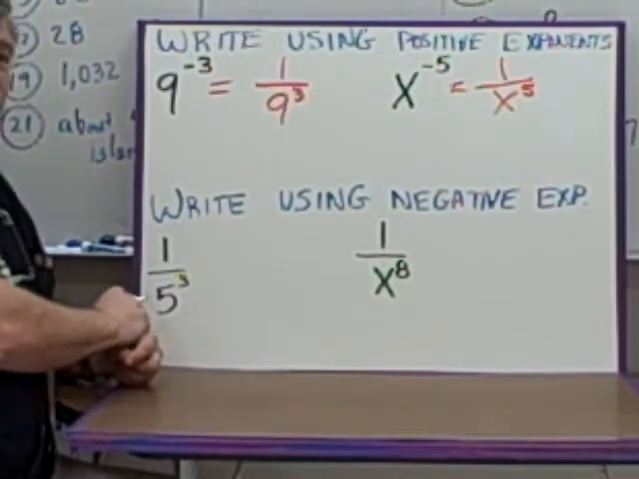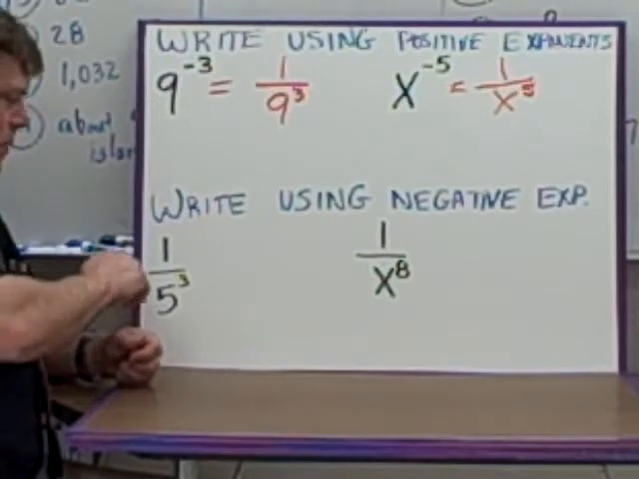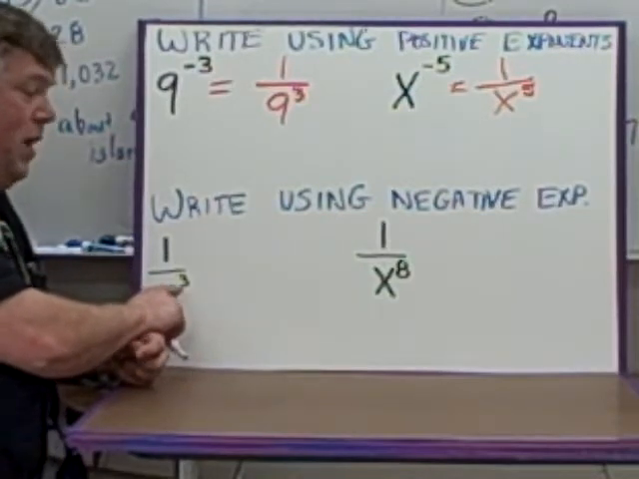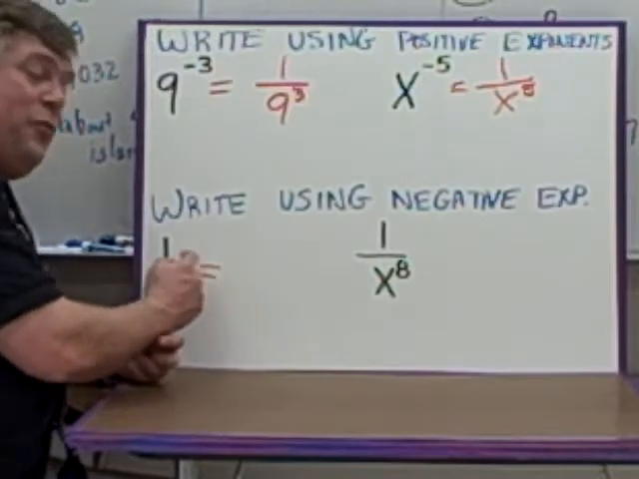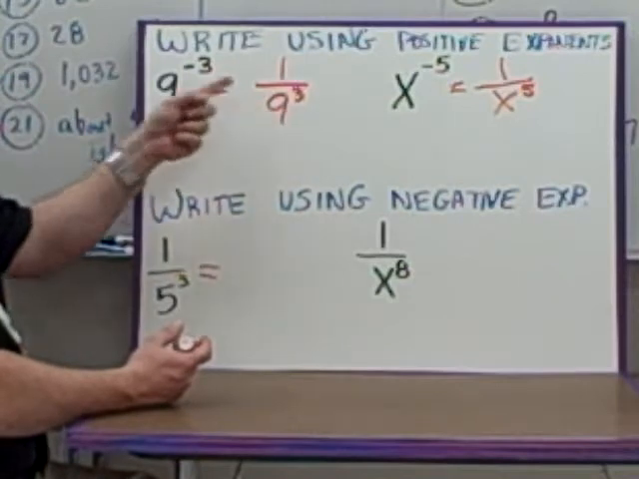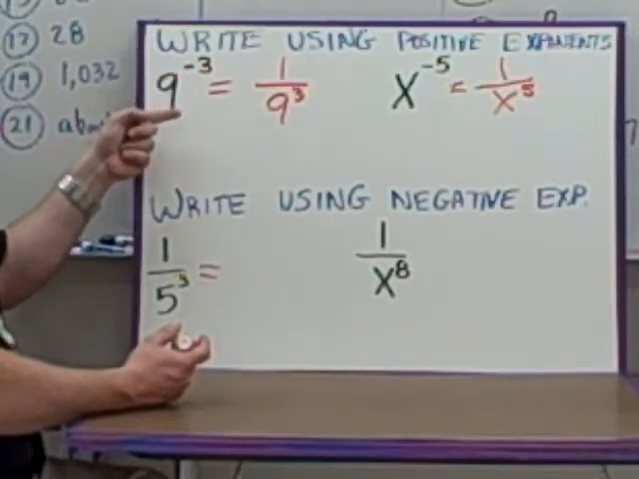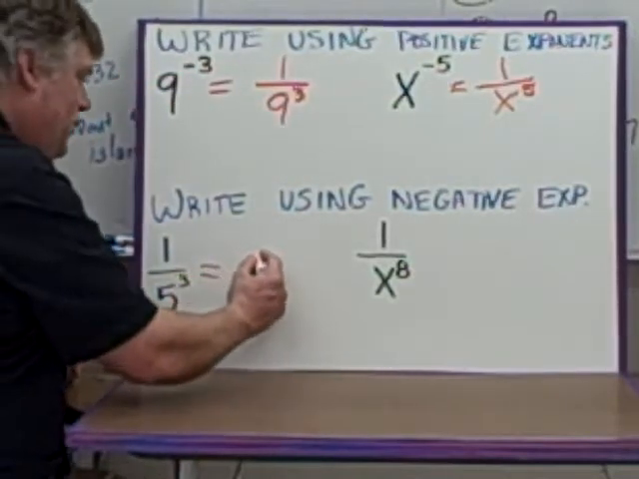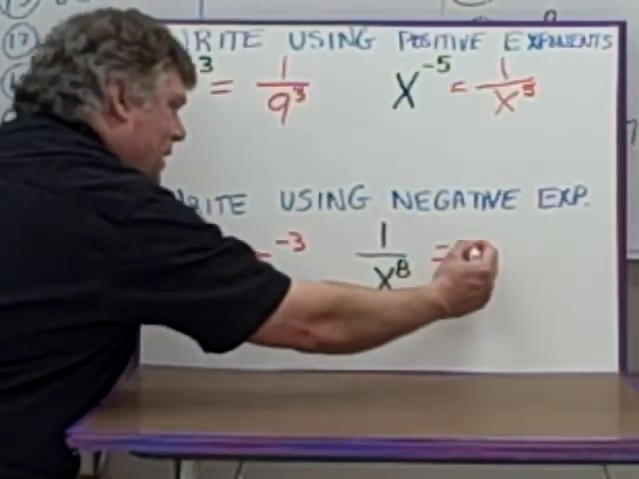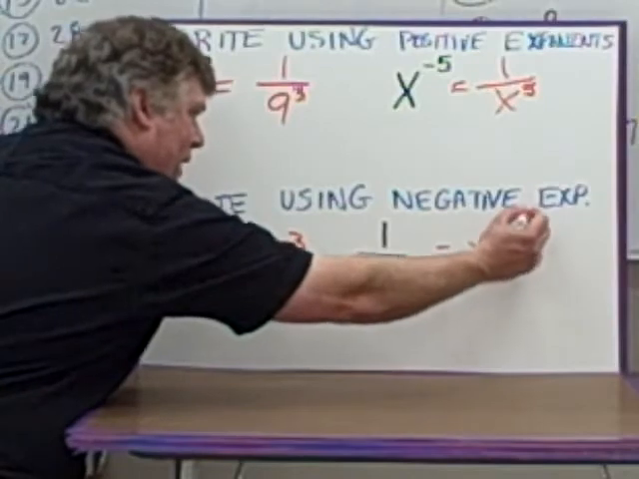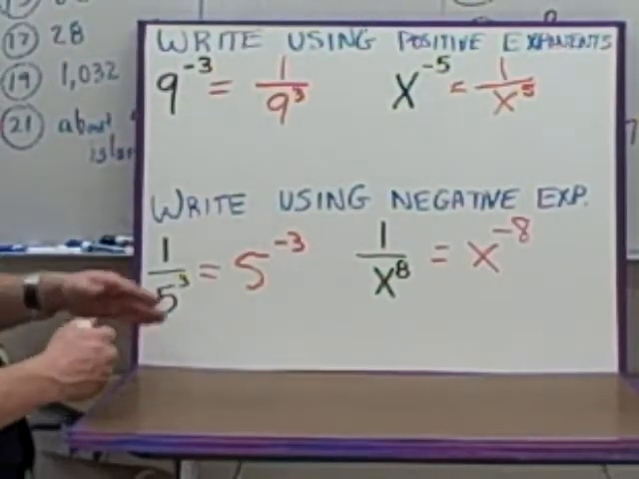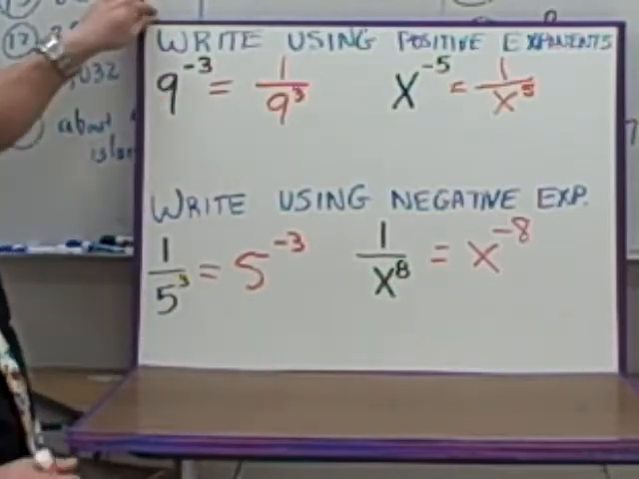Here we're asked to write using negative exponents. Well, if this is a positive 3 on the bottom, and I want to move it to the top, moving it to the top would make it negative. 9 to the third on the bottom is 9 to the negative 3 on the top. So this would be 5 to the negative 3. This would be x to the negative 8. So you could be asked to go in either direction with that.